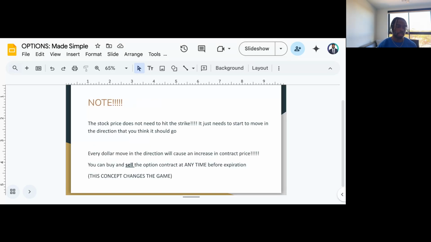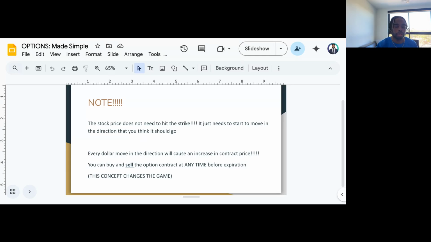Also, take note, the stock price does not need to hit the strike. Okay, so when you're getting these out of the money strikes, a lot of people were saying like, oh, I don't want to get it because I don't think it's going to hit that number. Well, the stock doesn't need to go up to that number. So for instance, if Apple's trading at $200 and you choose a $220 strike, Apple might not go to 220 in a week, but all it needs to do is move towards that direction. So if it goes from 200 to 205, you're making a lot of money. Sell your contract. It doesn't have to hit that $220 strike price.